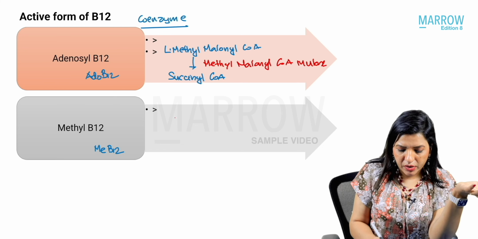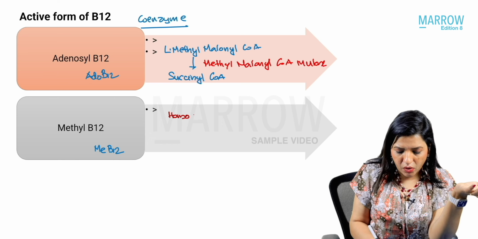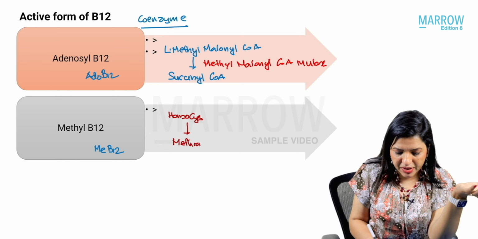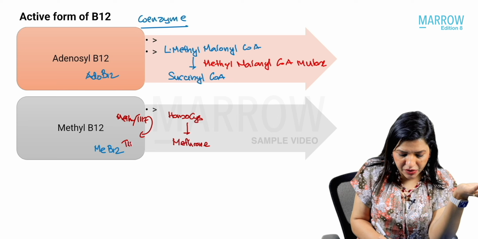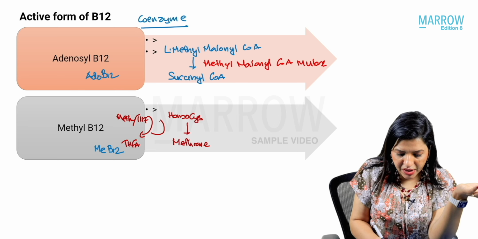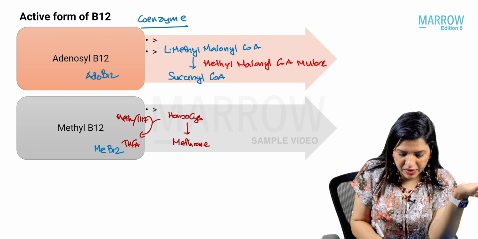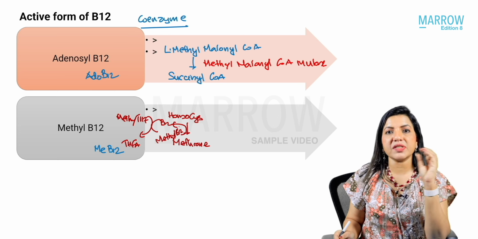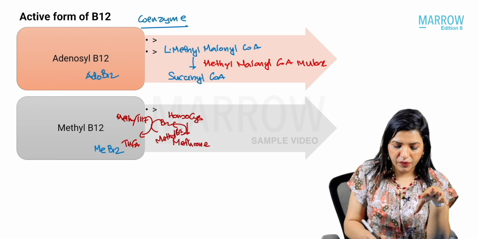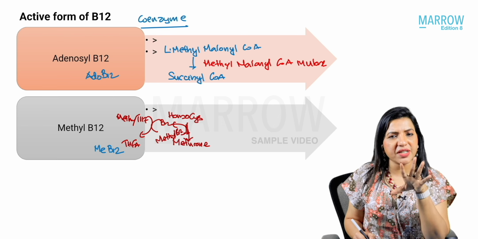Fine. The next reaction is methyl B12. That is for the conversion of homocysteine to methionine, which I have already discussed. So we know that methyl tetrahydrofolic acid, methyl THFA, is converted to THFA, which in turn gives the methyl group to B12, so that it becomes methyl B12. So this methyl B12 is acting as a coenzyme for the conversion of homocysteine to methionine. This reaction we have already seen.